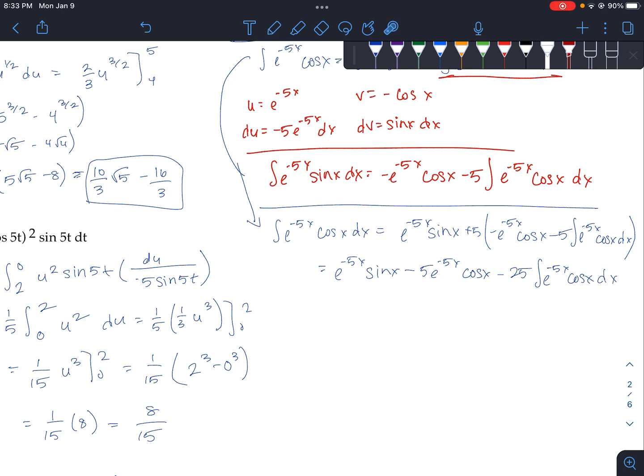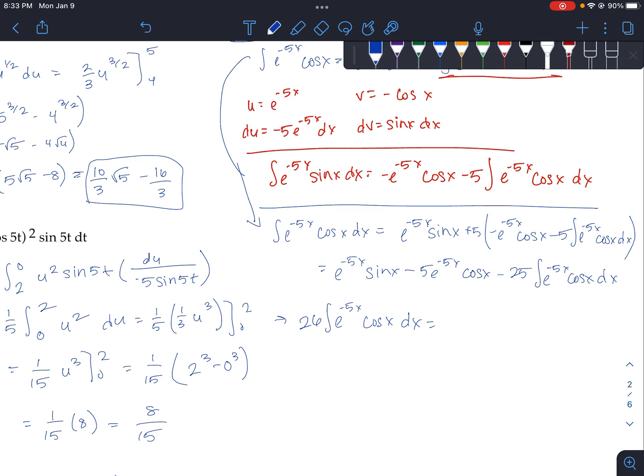Now, this right here is equal to this right here. This is what we're trying to solve for, but we're getting the same thing right here. So this is the same thing as this right here. So I'm going to add 25 of this integral over here and make it 26. So put this over onto this side of the equation. So I'll have 26 integral e to the negative 5x cosine of x dx equal to what I have right here.